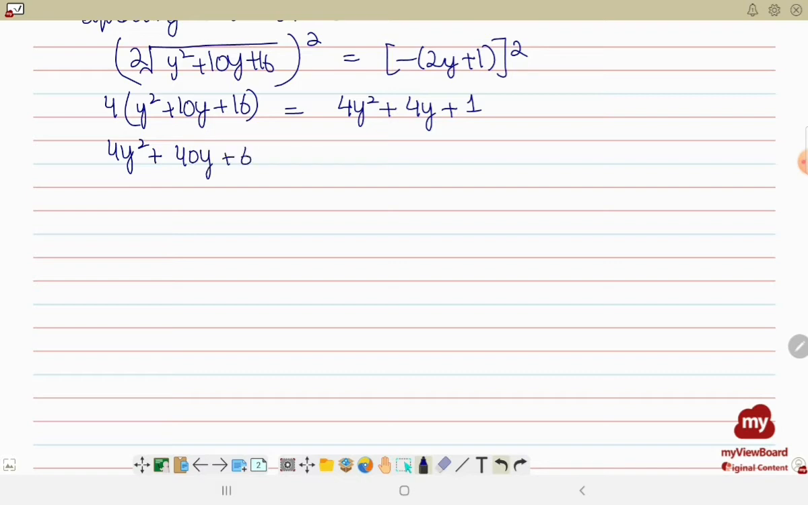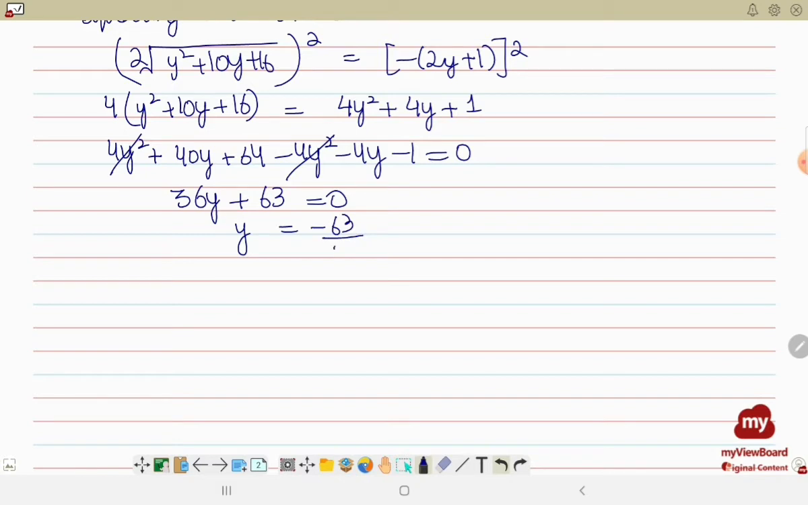40, 16 4 times is 64, and let's move all the terms to the left hand side. Minus 4y square minus 4y minus 1 equals 0. Here 4y square will get cancelled by minus 4y square. 40y minus 4y becomes 36y, and plus 64 minus 1 becomes plus 63 equals 0. Here we are going to have y equals minus 63 by 36. Okay, 9 7 times is 63, 9 4 times is 36. So y equals minus 7 by 4.